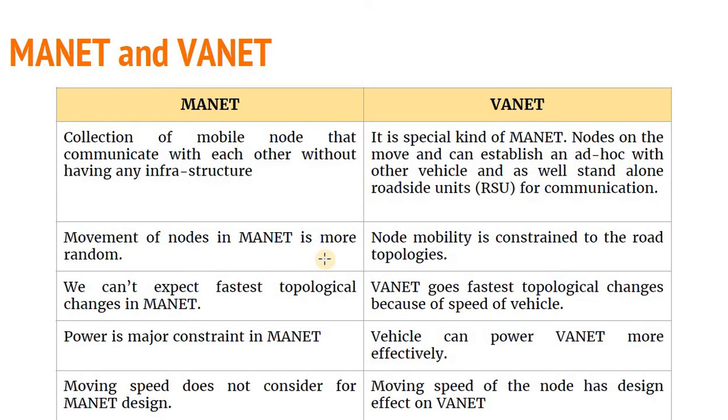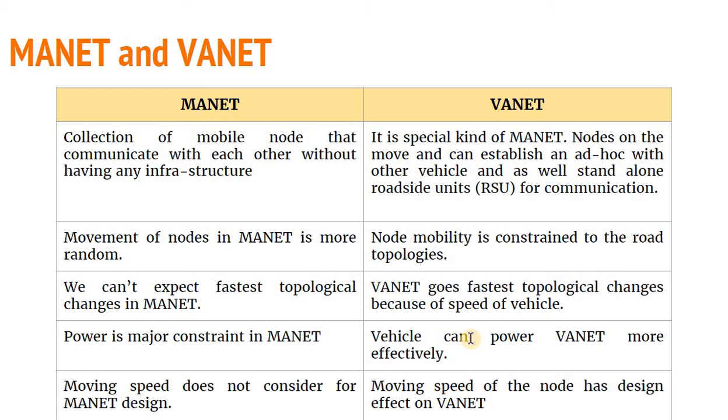Now, the comparison between the MANET and the VANET, because the VANET is a subset of MANET. The first point is that a MANET is a collection of mobile nodes that communicate with each other without having any infrastructure. But in the VANET, there is a combination of infrastructure-less as well as infrastructure-oriented. The VANET is bound to communicate in the VANET environment. If a particular driver wants to communicate with another driver, then it can establish an ad hoc manner. Otherwise, if the driver wants to send or receive packets by using the mobile IP via the internet or the Wi-Fi system, it has to use a roadside unit. So it is infrastructure-oriented as well as infrastructure-less.